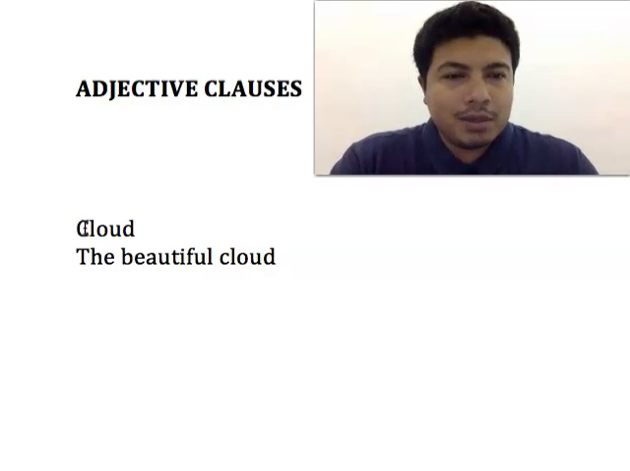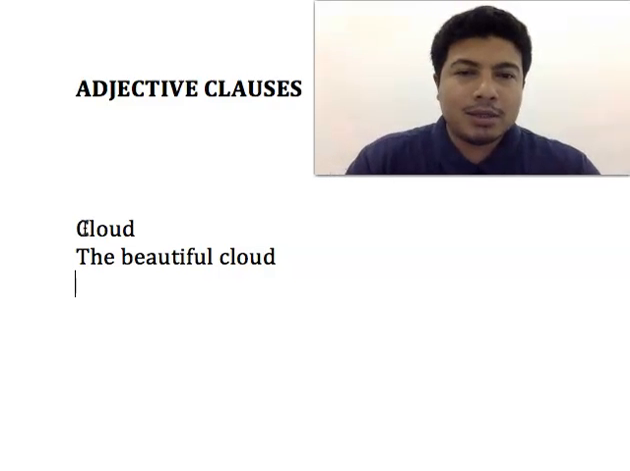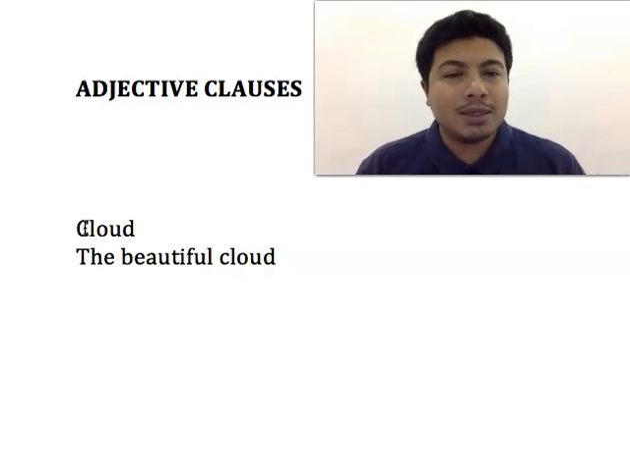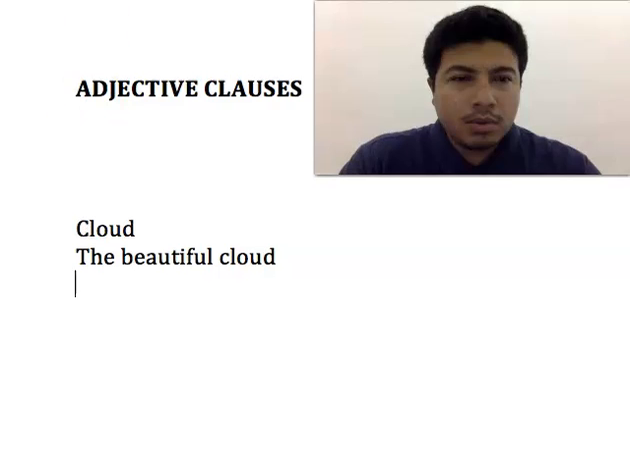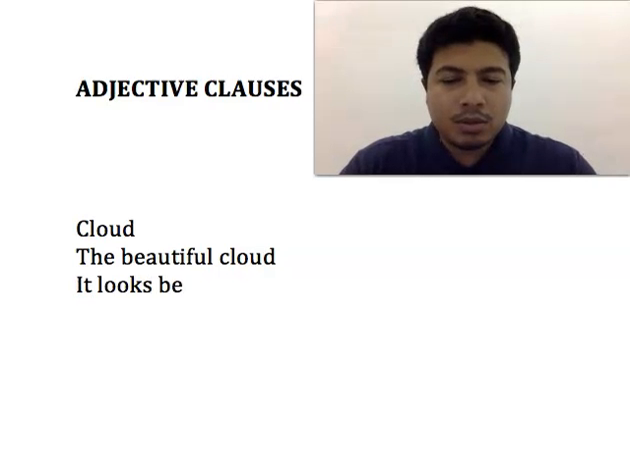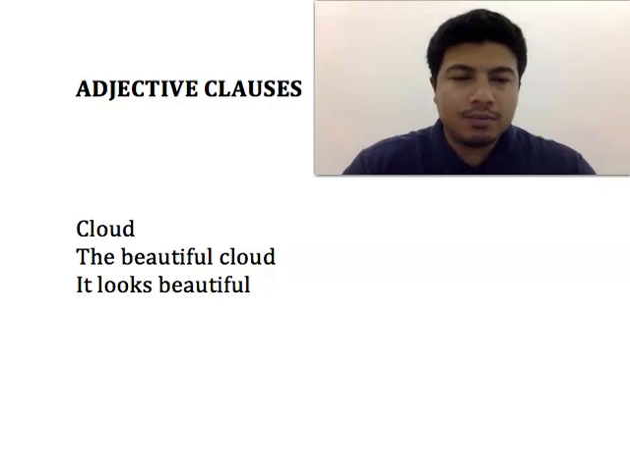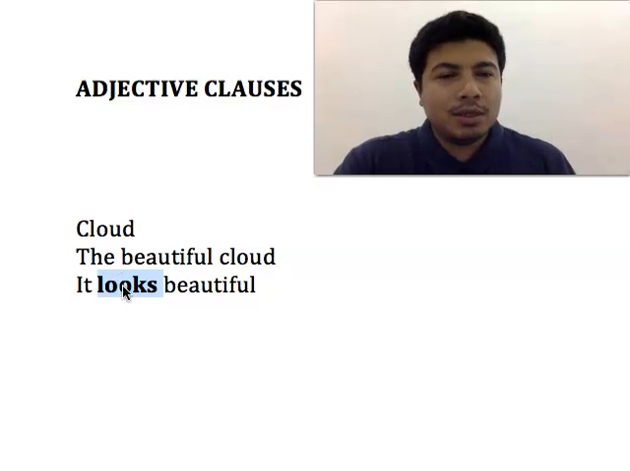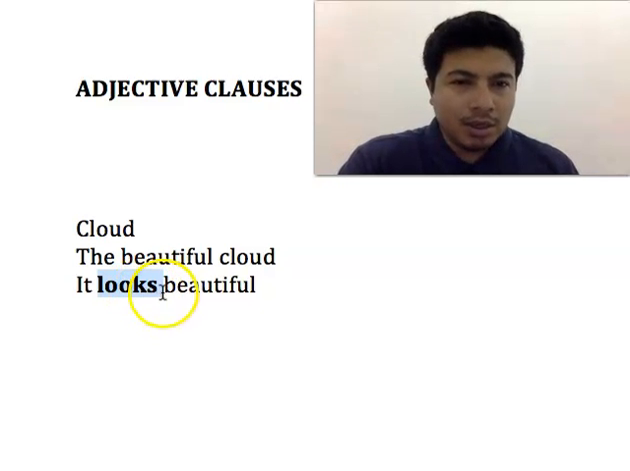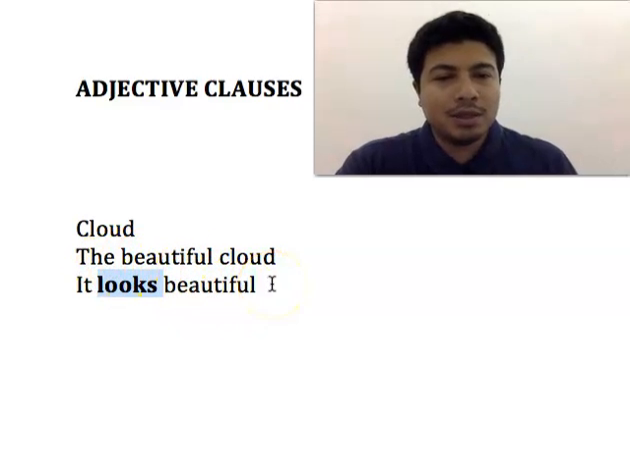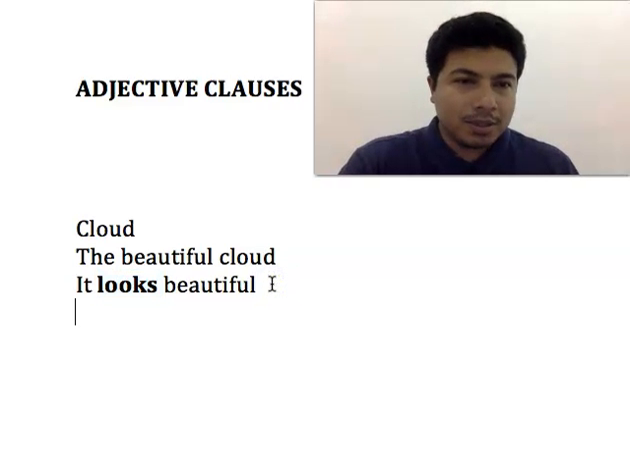After a phrase, we have what we call a clause. A clause is like a phrase, but it has a verb. For example, when you say, it looks beautiful, here you have a verb. So it is a clause. When you combine the clause with the rest of the sentence, you will form a complete sentence.